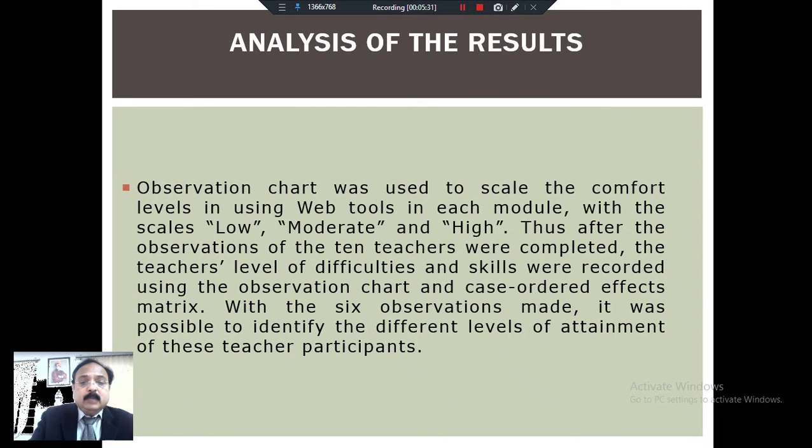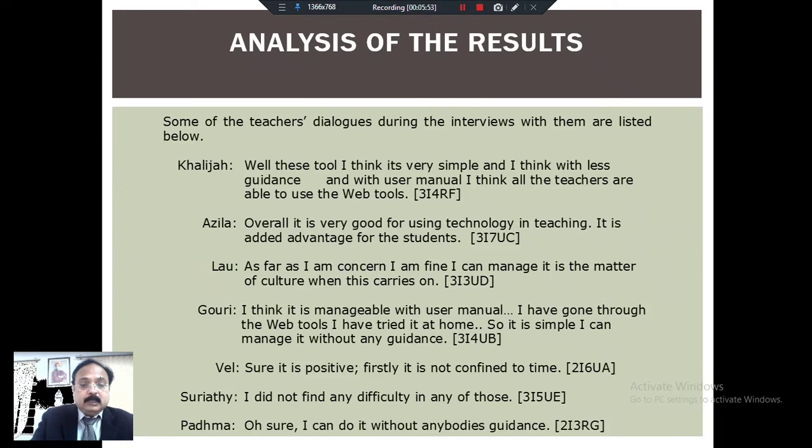An observation chart was used to scale the comfort level in using web tools in each module, with the scale low, moderate and high. After the observation of the 10 teachers was completed, the teachers' level of difficulty and skills were recorded using the observation chart and case order effect matrix, which I'll be showing you later. With the observations made, it was possible to identify the different levels of attainment of these teacher participants.